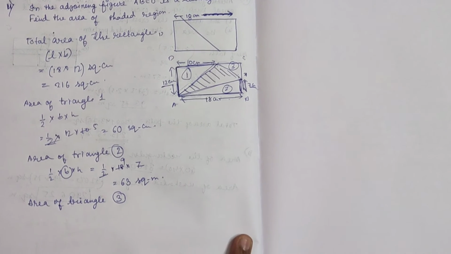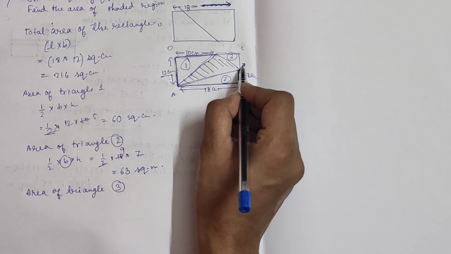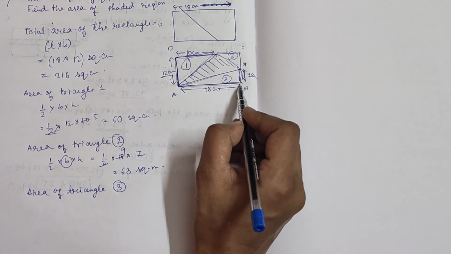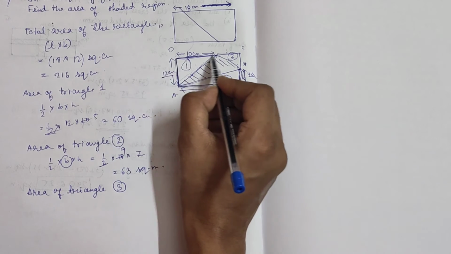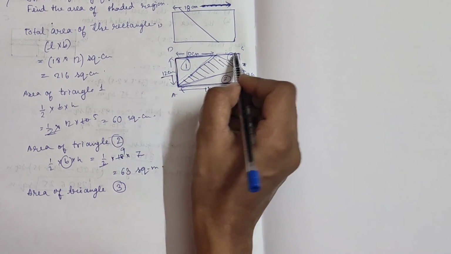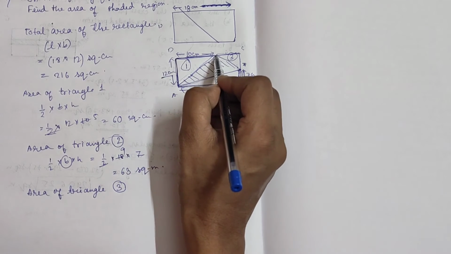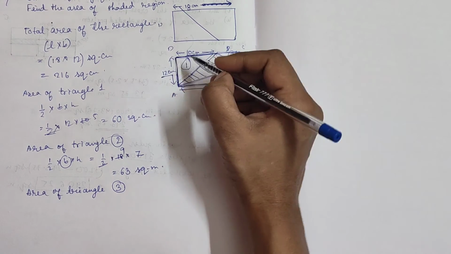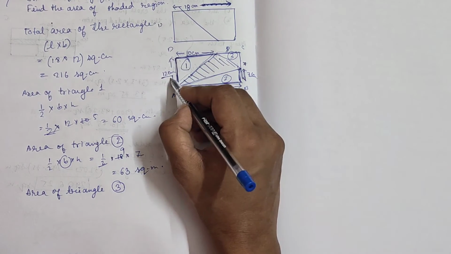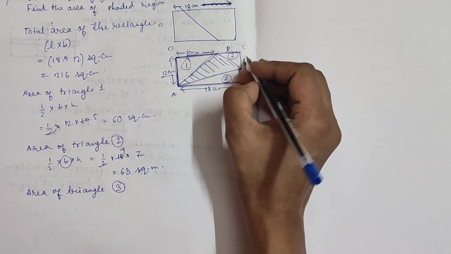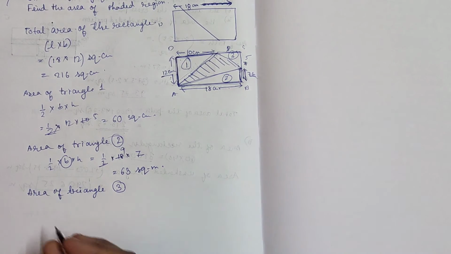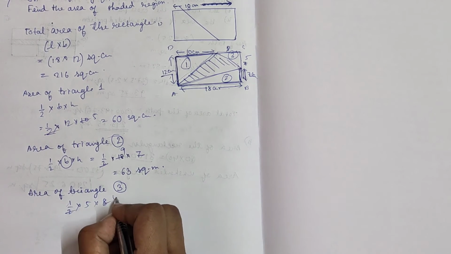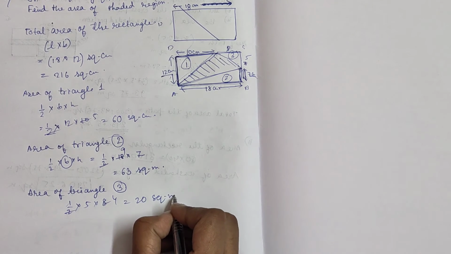Now we have to find out the area of triangle 3. See, in this triangle 3, nothing is known, neither the base nor the height. The total length is 18. From here to this much is 10. Definitely this part is 8. Again, the breadth of the rectangle is 12. From this part 7, so this part must be 5. 7 plus 5 is 12. So half into base, if I take 5, height will be 8. So half into 5 into 8 is 20 square centimeter.